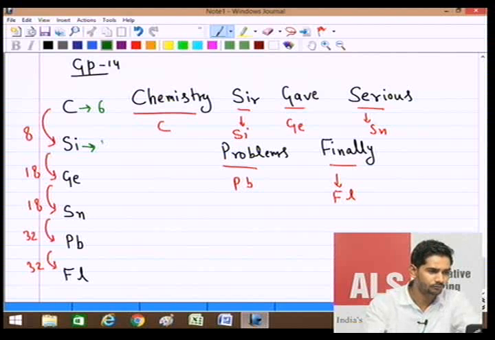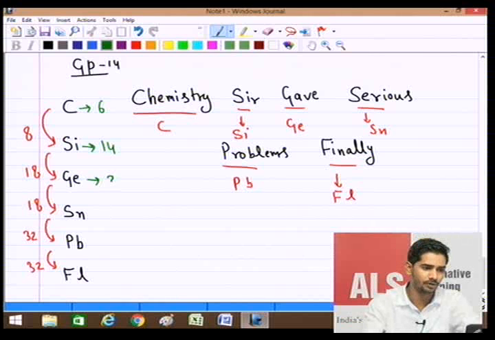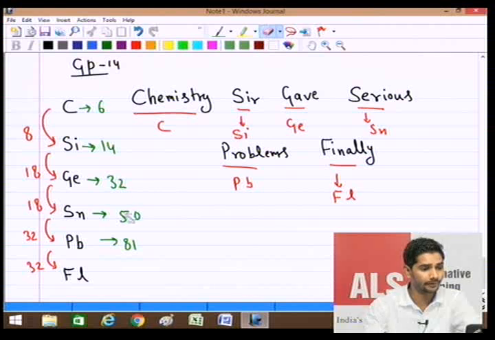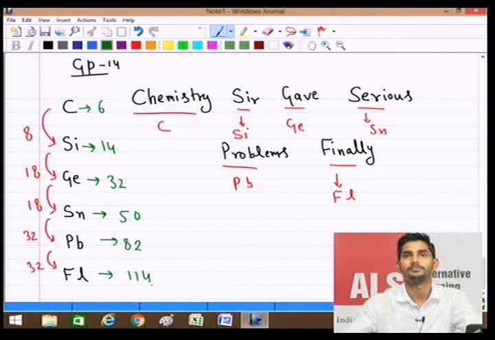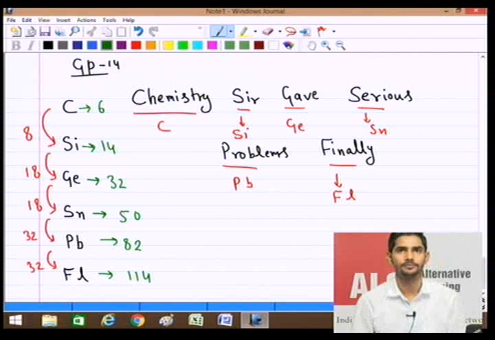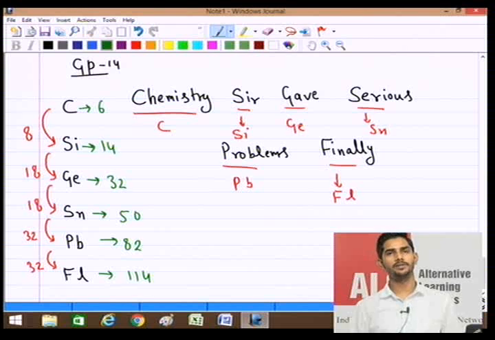See, silicon would be 14, germanium 32, Sn would be 50, and then 82, sorry, this is 82, not 81, 82. And the last one is your 114. Guys, am I right? Have I written all the atomic numbers correctly? Or is there any scope for correction in this one?